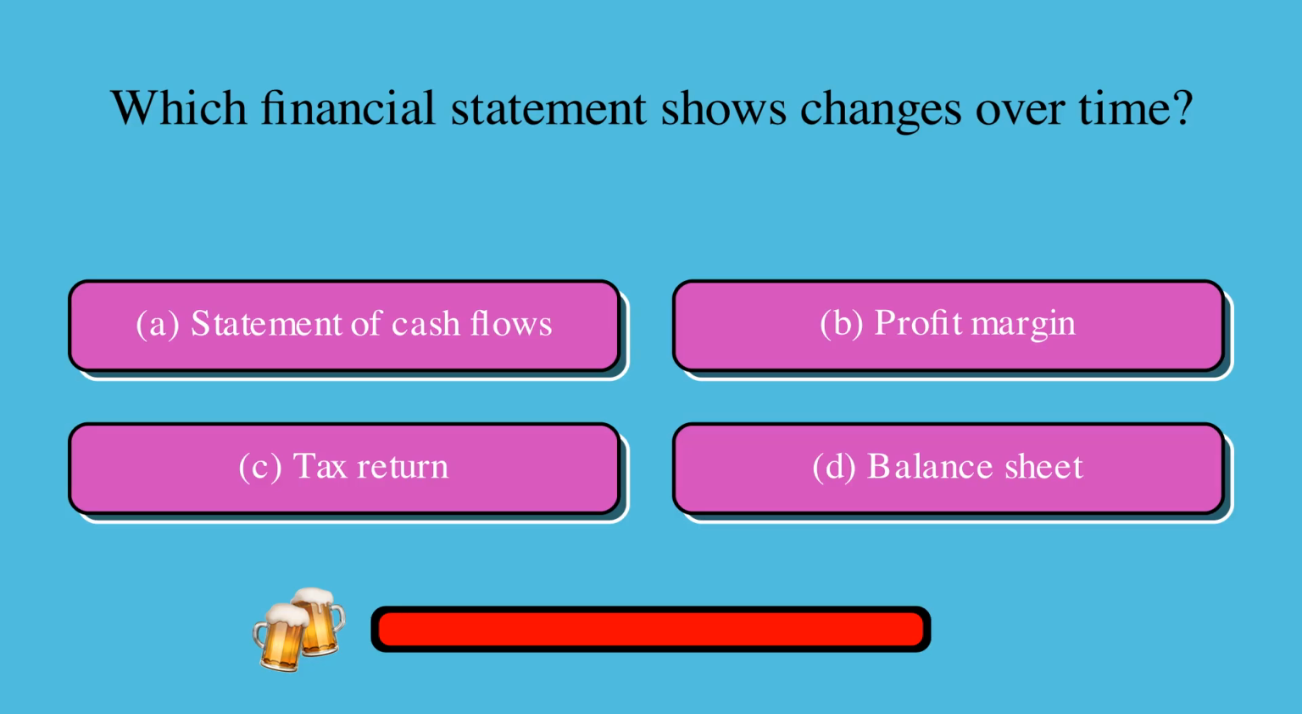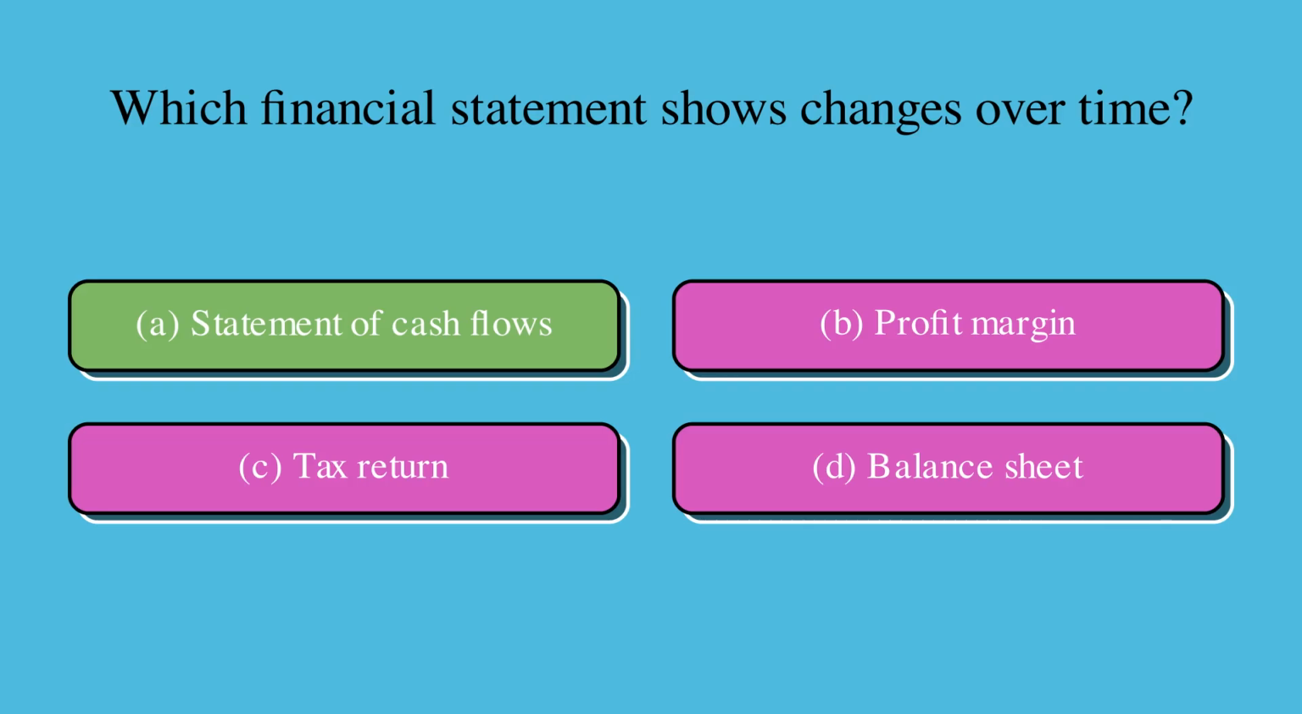Which financial statement shows changes over time? Is it A. statement of cash flows, B. profit margin, C. tax return, or D. balance sheet? The correct answer is A. statement of cash flows.